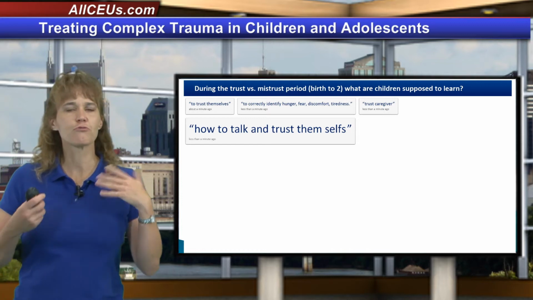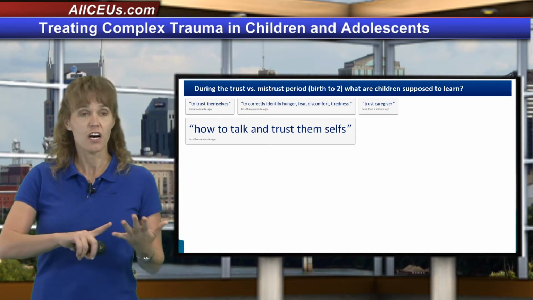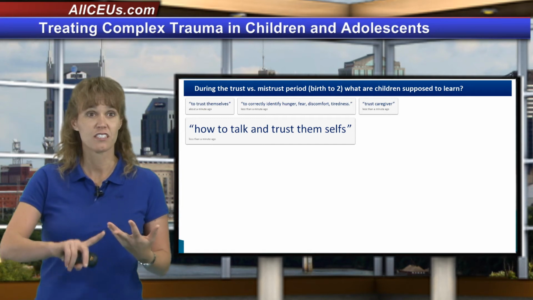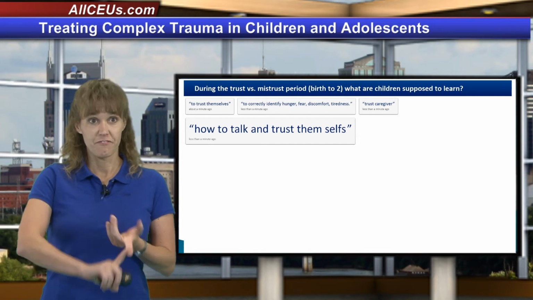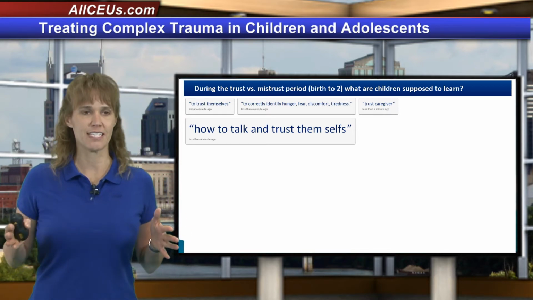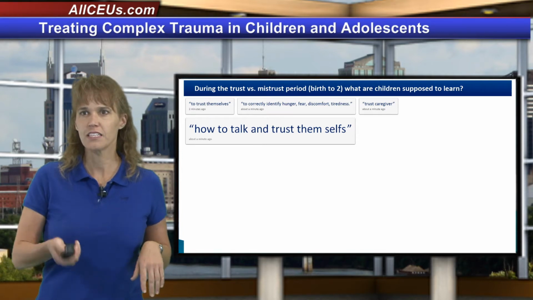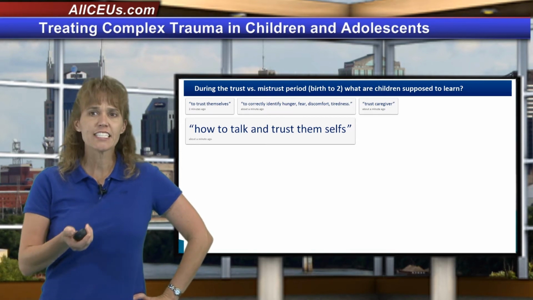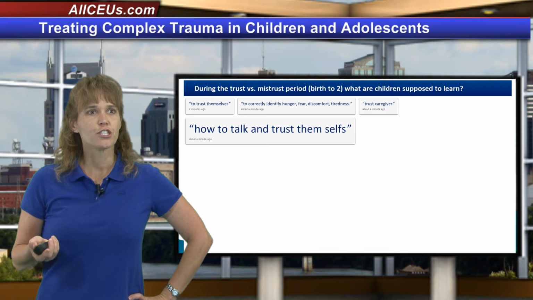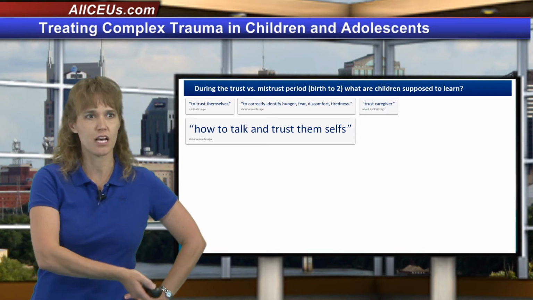They need to learn how to correctly identify those basic things for survival: hunger, thirst, tiredness, fear, anxiety. That whole fight or flight reaction, we have it for a reason. It's to keep us safe. All right. And they need to learn to trust the caregiver, to trust that the caregiver will help them meet their needs when they can't do it themselves.